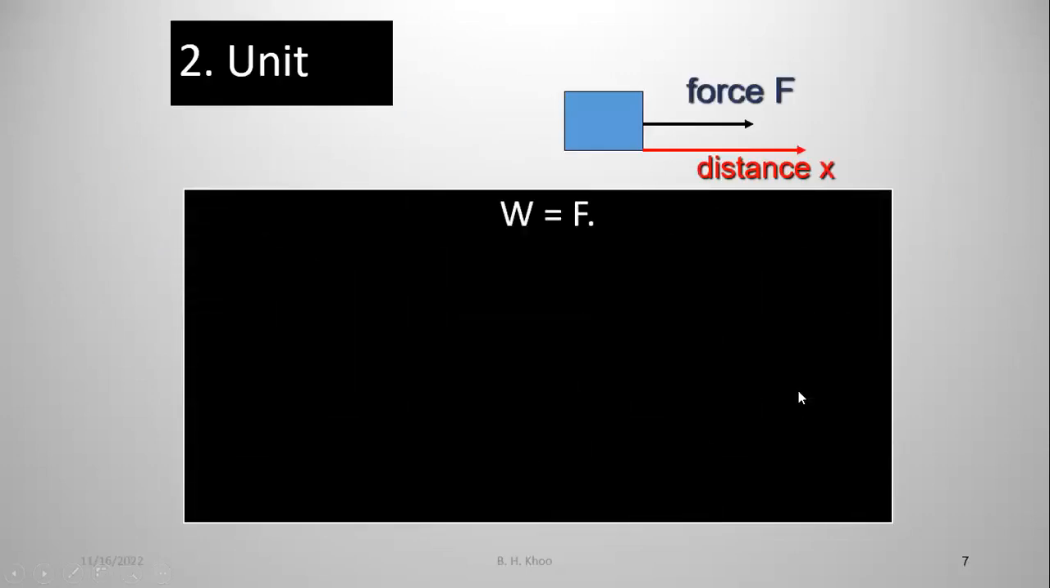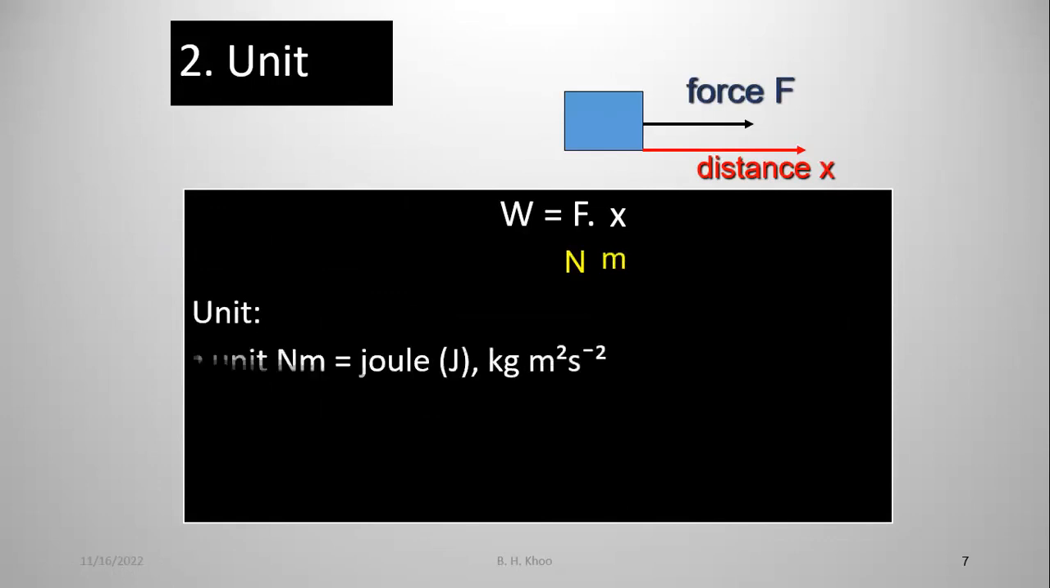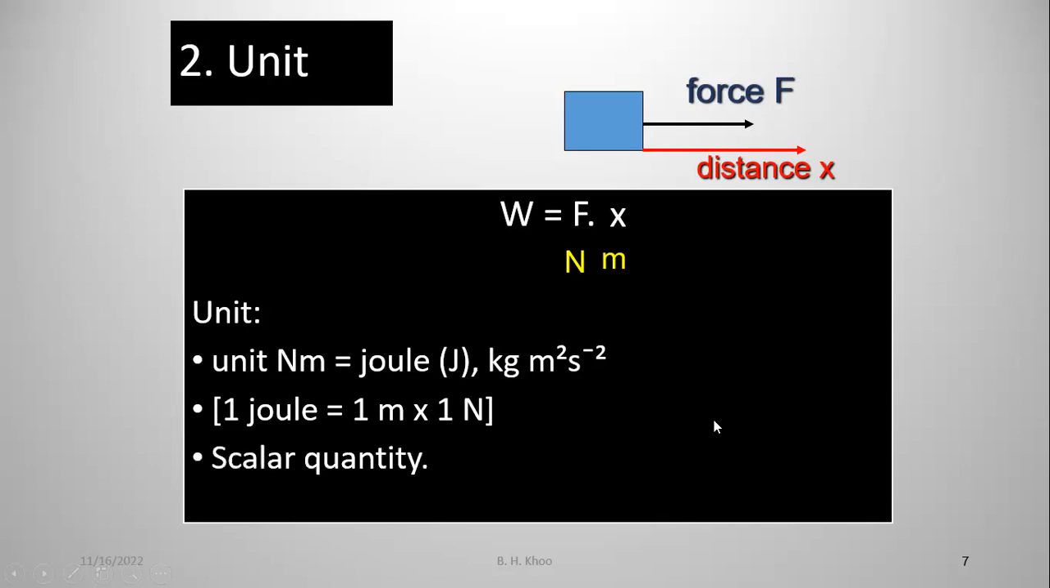So what is the unit? Right? Go to the formula. Force and displacement. Force is in Newton. Displacement is in meter. So instead of using Newton meter, we give it a new name, Joule, the name of a scientist. That's why we use capital J. This is in terms of base quantities. So 1 Joule is 1 meter times 1 Newton. It's a scalar quantity.